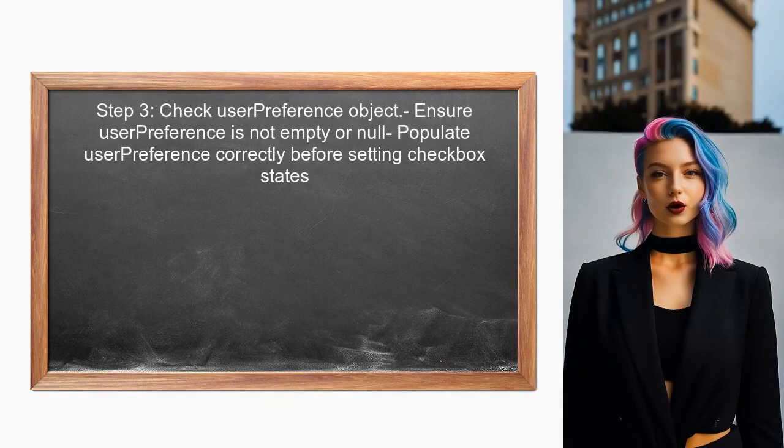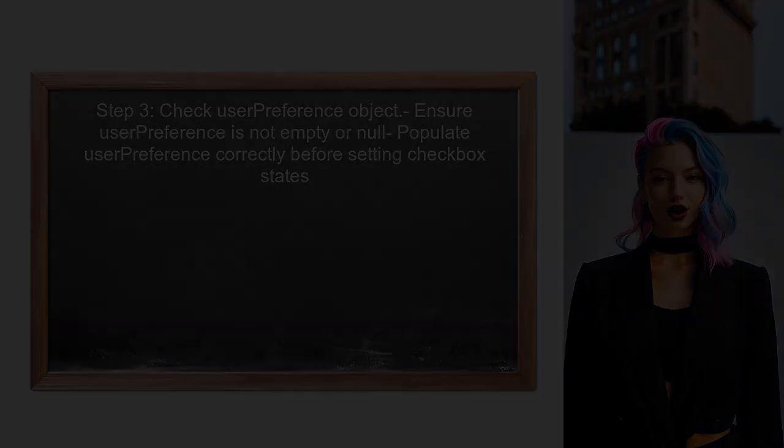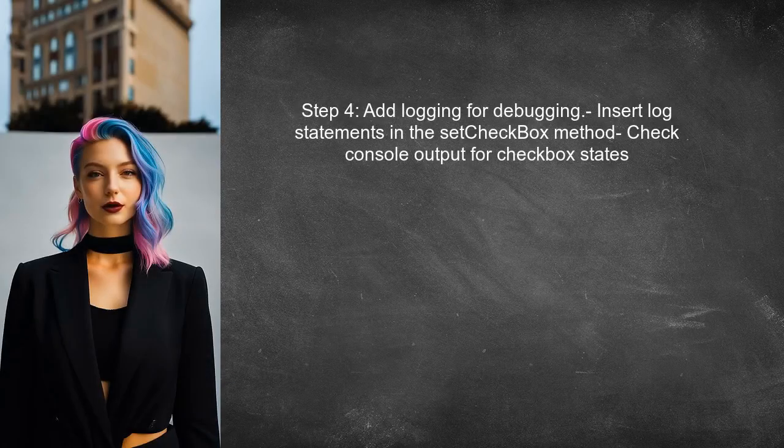The user should also check if the user preference object is being populated correctly. If it's empty or null, the checkboxes won't reflect the expected state. Finally, the user can add logging statements to debug the checkbox states. This will help identify if the checkboxes are being set correctly during runtime.